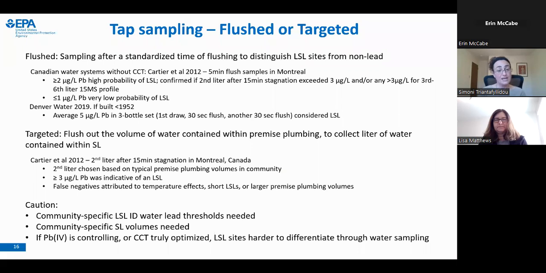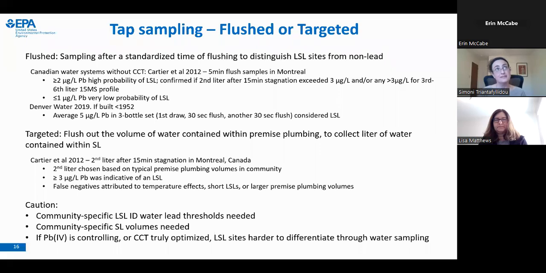Aside from the previous approach, there are flushed samples and what we call targeted samples. Flushed samples are actually fairly simple to collect. They're much easier than profile samples because we're only talking about typically a single sample collected after a standardized time of flushing.